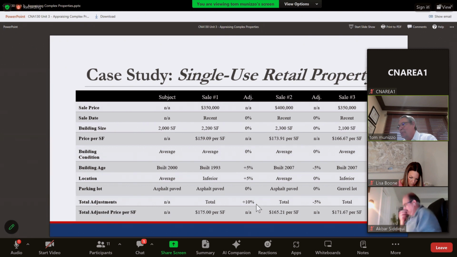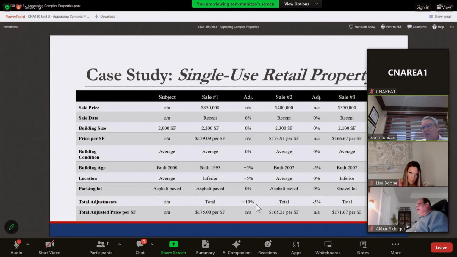Now for comp 3, we got -5 for age, +5 for condition, +3 for gravel lot. The plus and -5 equal out, leaving just a +3. So 166.67 times 0.03 will give you an adjusted price per square foot of 171.67. Does everybody follow that case study and know how to do that?